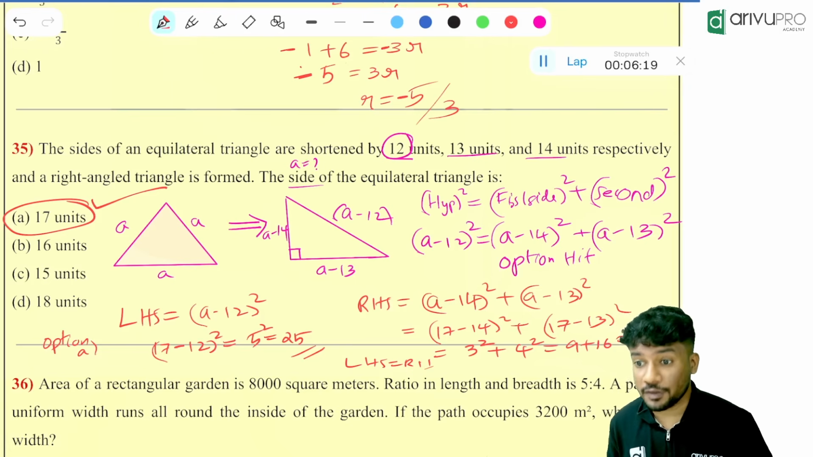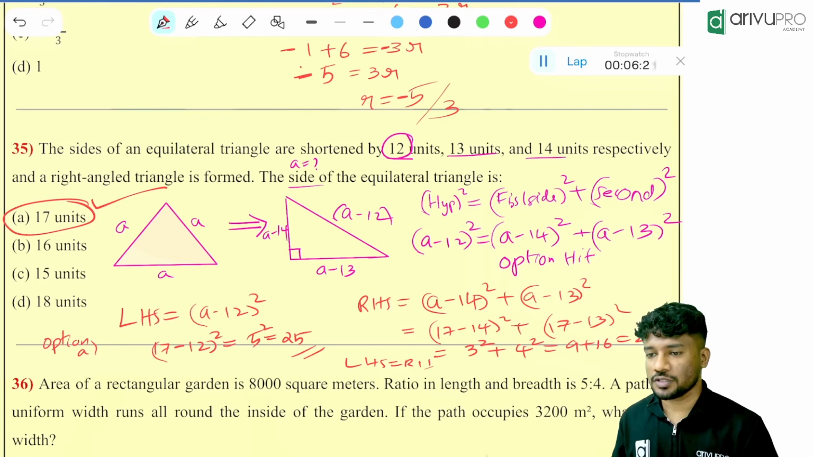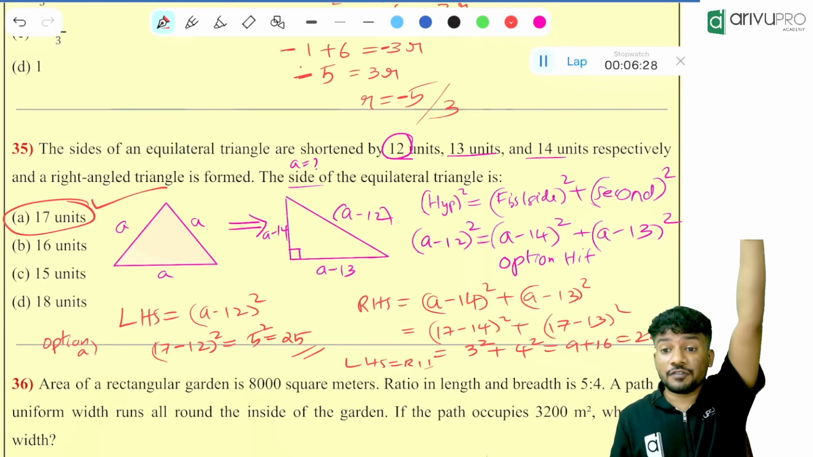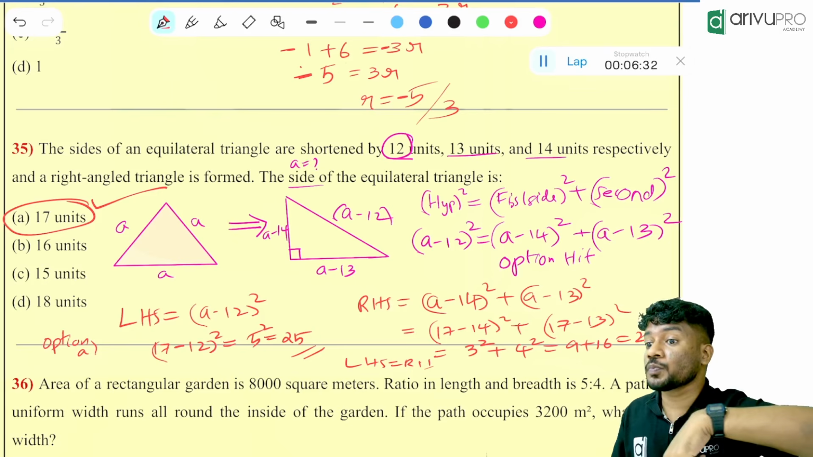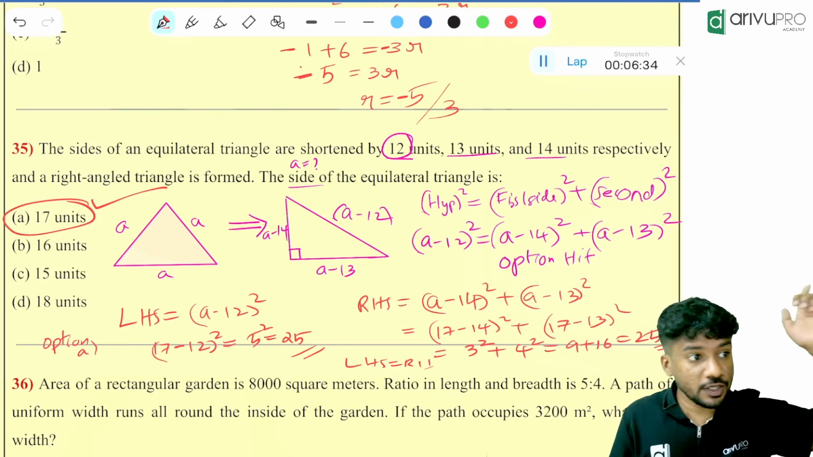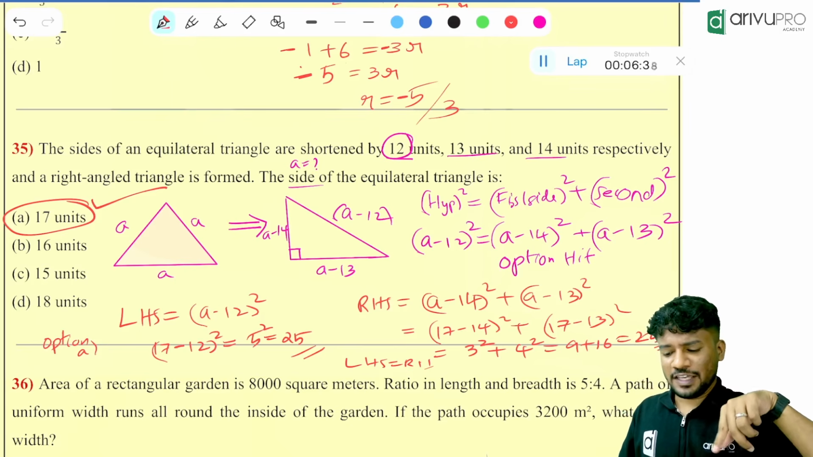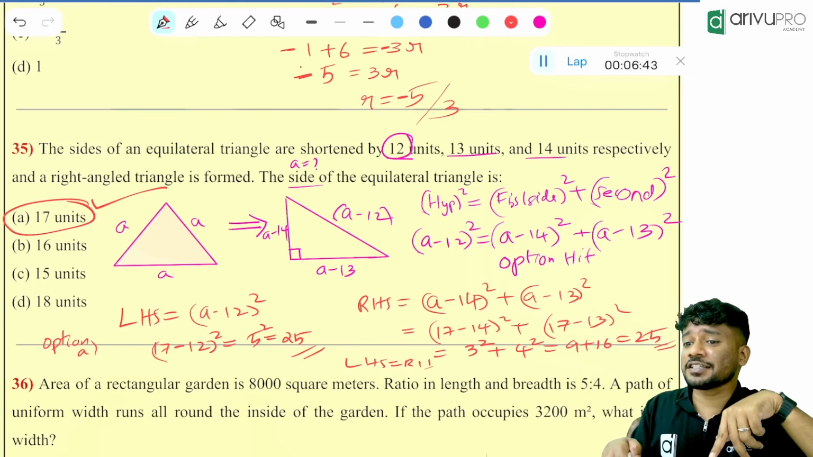I hope that everyone understood the method. Whatever they ask, this is the approach for triangle based questions. Whenever in the future also, if you see a right angle triangle, keep it in your mind. You should use Pythagoras theorem. Hypotenuse square is equal to sum of the squares of the other two sides.